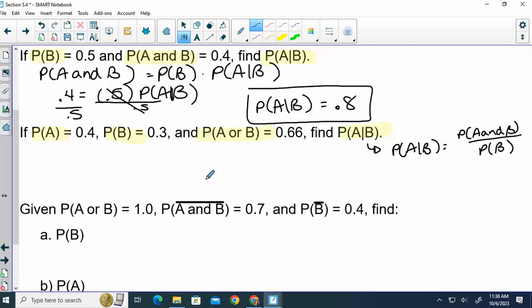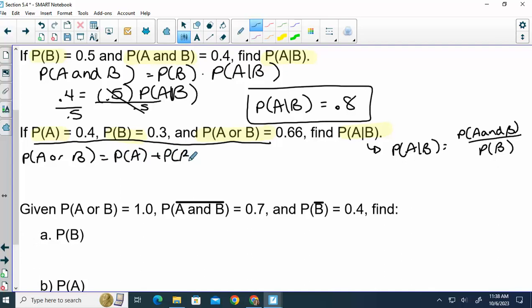I don't know that. Look at the other stuff we're getting. Okay, so I need a formula involving A and B. Probability of A or B is probability of A plus probability of B minus the probability of A and B.